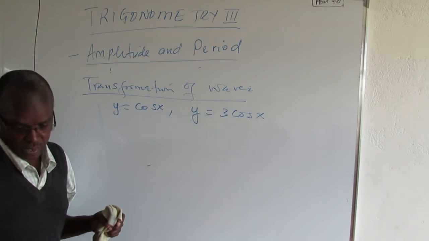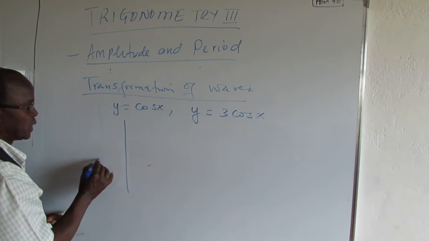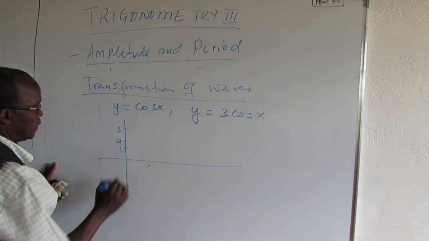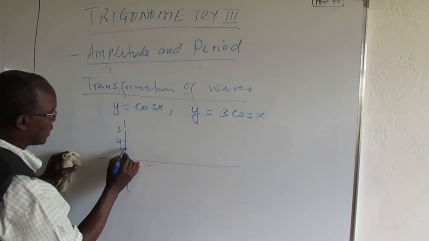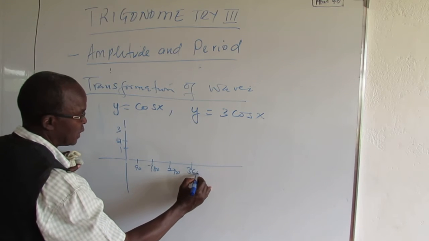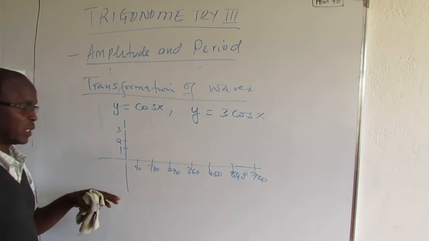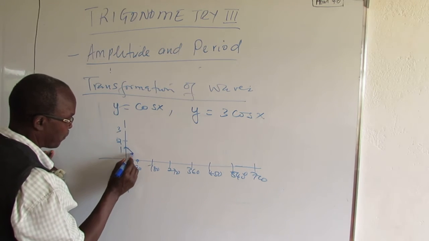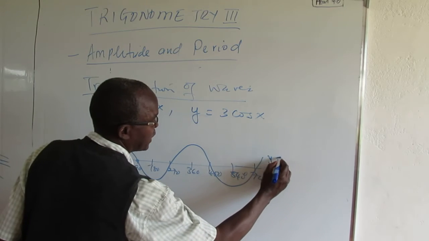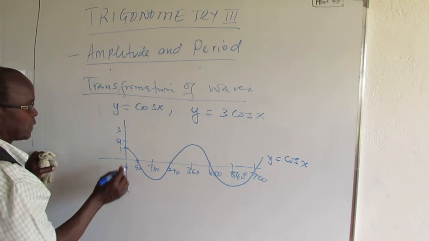You can also transform the period, which we will see in another form. So if we sketch the two curves, you find that the first one will start from, for example, 90, 180, 270, 360, 450, 540 degrees, and so on, 720. Then draw. That is for y is cos x. Then we can transform that one to 3. That means the amplitude is 3.